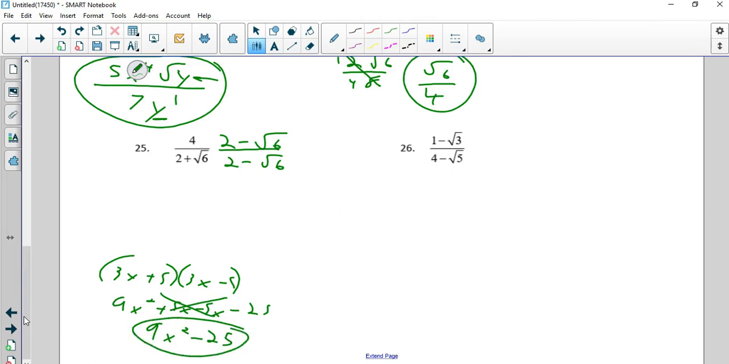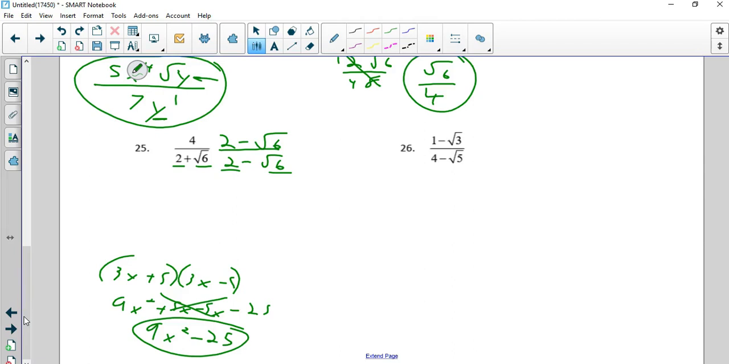Right? Well, guess what's going to happen here? This radical times this radical is going to make the radical disappear. Since one is plus and one is minus, the middle term is going to disappear. And since we're doing 2 times 2, we're going to get a number there also. So what happens is, all the radicals disappear on the bottom.